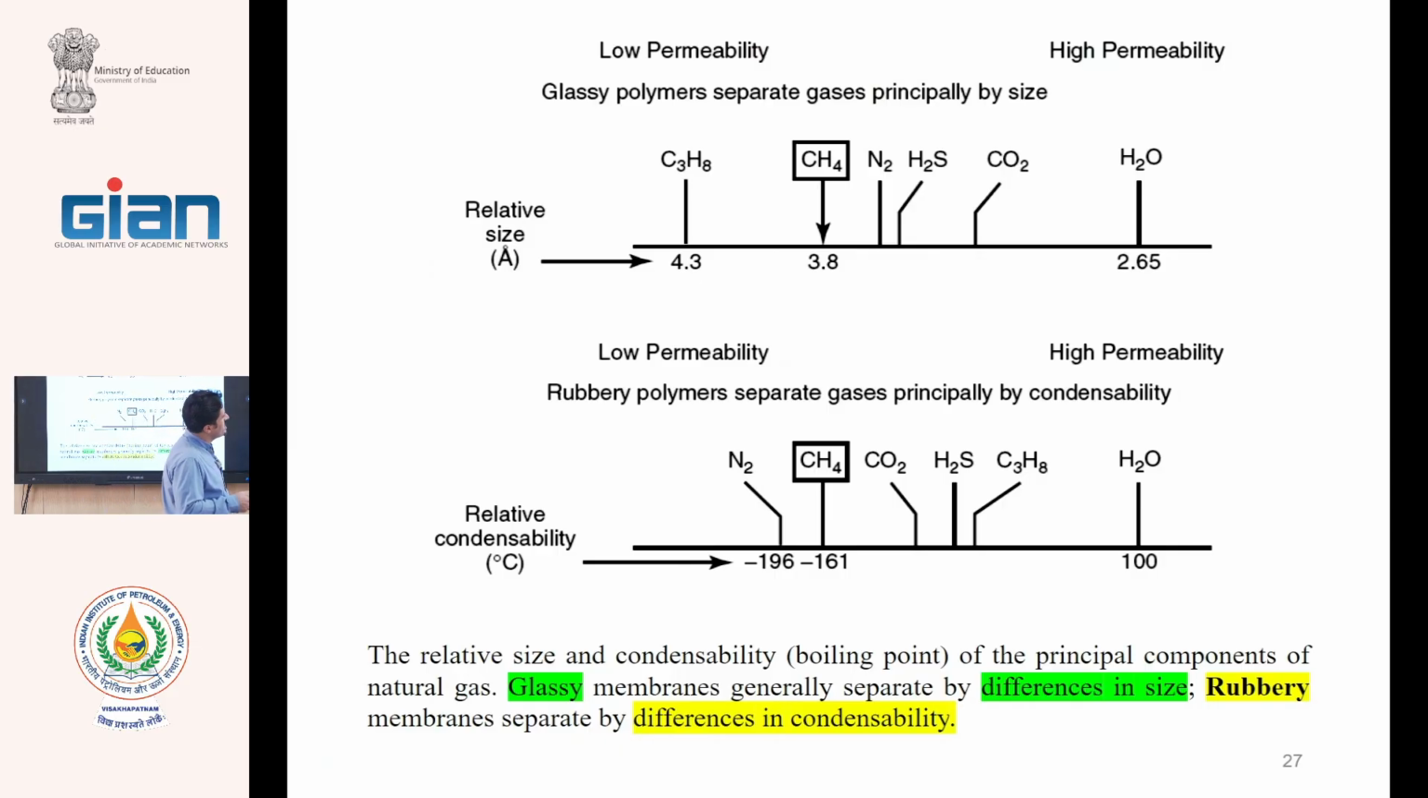You see in these diagrams that the most permeable gas is water. When we have a mix of gases, the water will pass rapidly because it has good condensability and a very small size. Therefore, when we have a mixture of gases, first the water will pass.